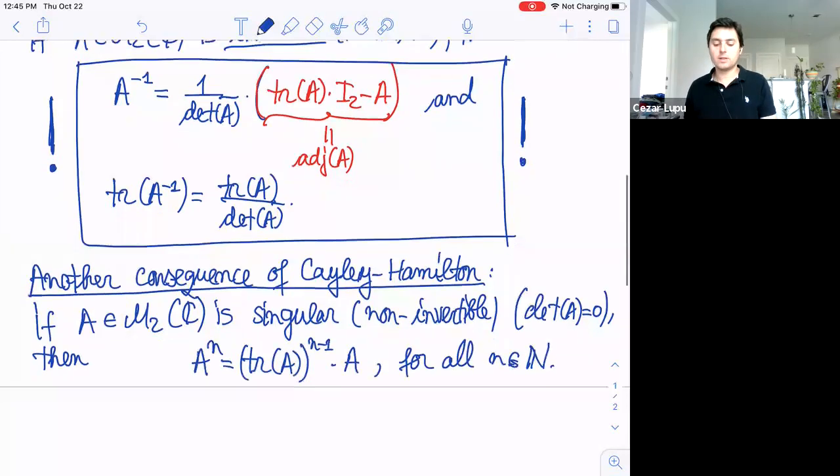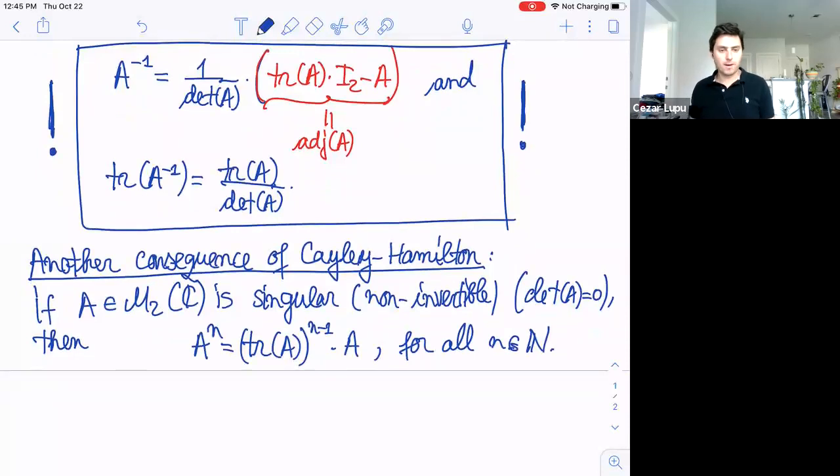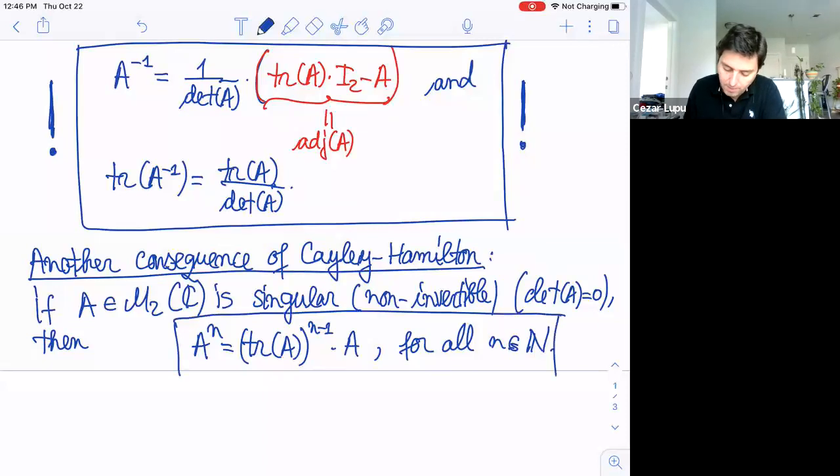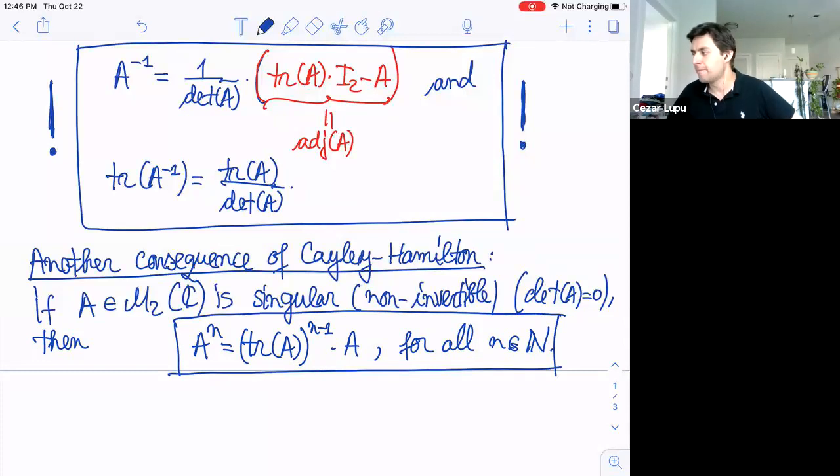Again, this is an easy consequence of the Cayley-Hamilton. You just iterate, right? So you have A squared equals trace of A times A. From Cayley-Hamilton, you multiply by A, you keep multiplying, or if you want, you prove it by induction, step by step. So this is another relation that you should keep in mind. Like I said, you don't have to remember this by heart.